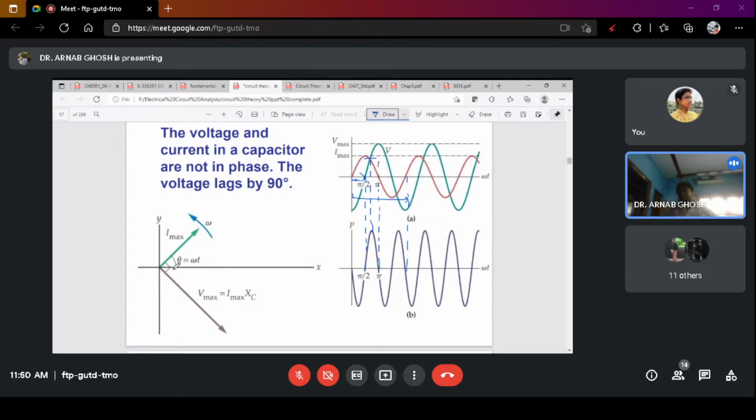So when the phase angle is equal to 90 degree, what happens to the total power of the circuit? If it's a purely resistive circuit, what will be the power? If it's a purely capacitive circuit, what will be the power output? How do you calculate the power output?